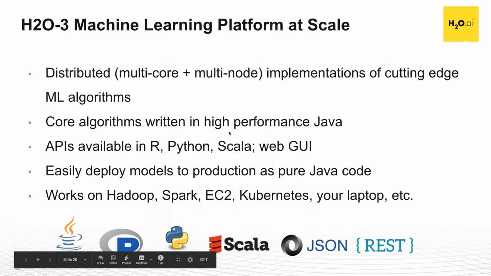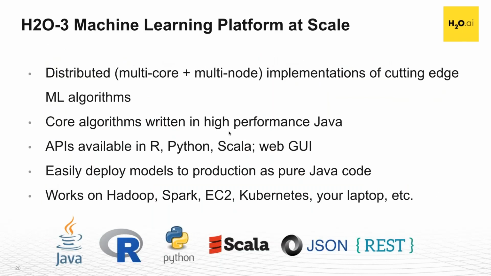So the H2O machine learning platform is a distributed platform. So we have multi-node and multi-core implementation. So you have the algorithms, like for instance, XGBoost. So H2O has its H2O version of XGBoost. And why would you use H2O's version? Because H2O enables XGBoost to use multi-nodes and multi-cores.